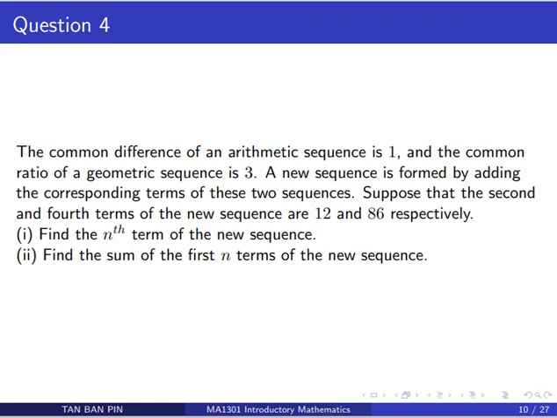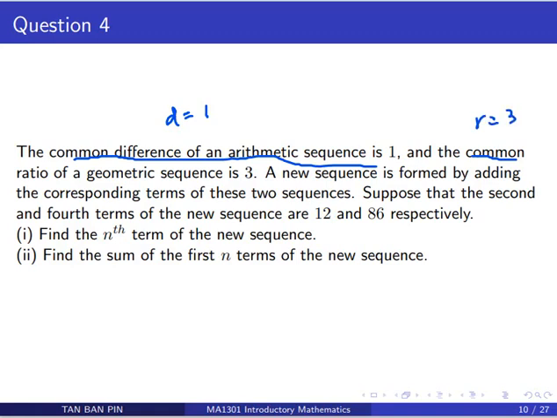In question 4, you are given the common difference of an AP is 1. So you are given d is 1. Then you are given the common ratio of a geometric sequence is 3. So here you are given r is 3.